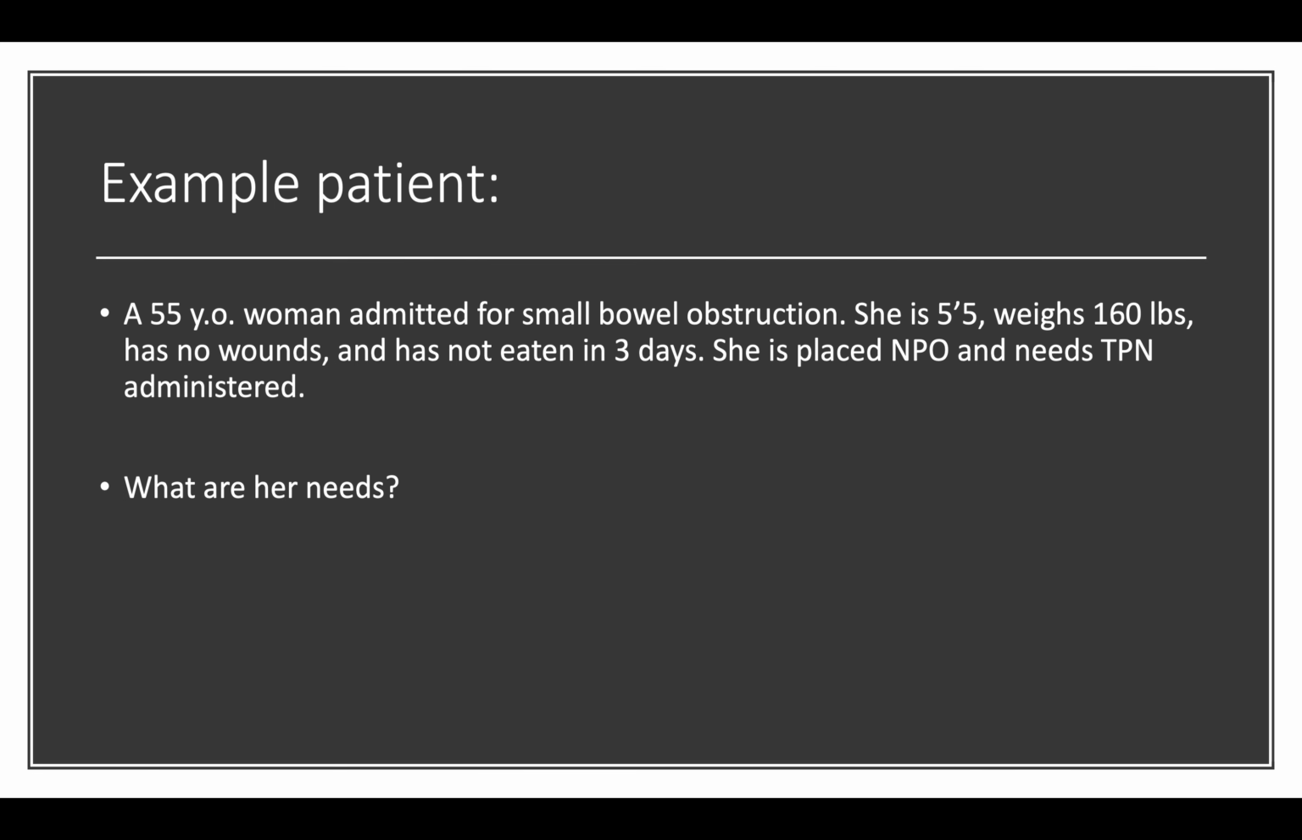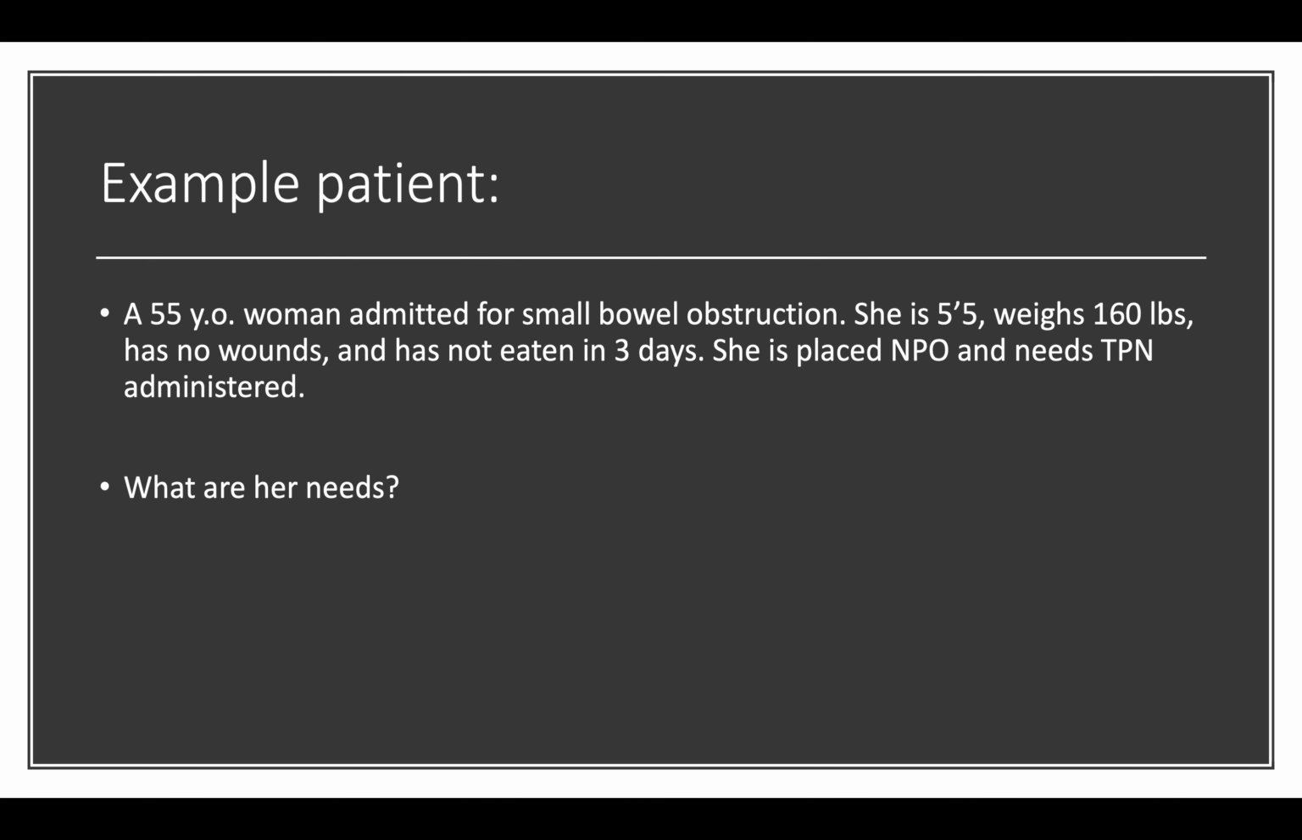So here's my example patient. You can pause and read as you need, but we're just going to have you guys figure out the needs, and then we're going to work together on how to calculate this out. So the example is a 55-year-old woman admitted for a small bowel obstruction. She is 5 feet 5 inches. She weighs 160 pounds, has no wounds, and has not eaten in 3 days. She's placed NPO and needs TPN administered. So what are her needs?